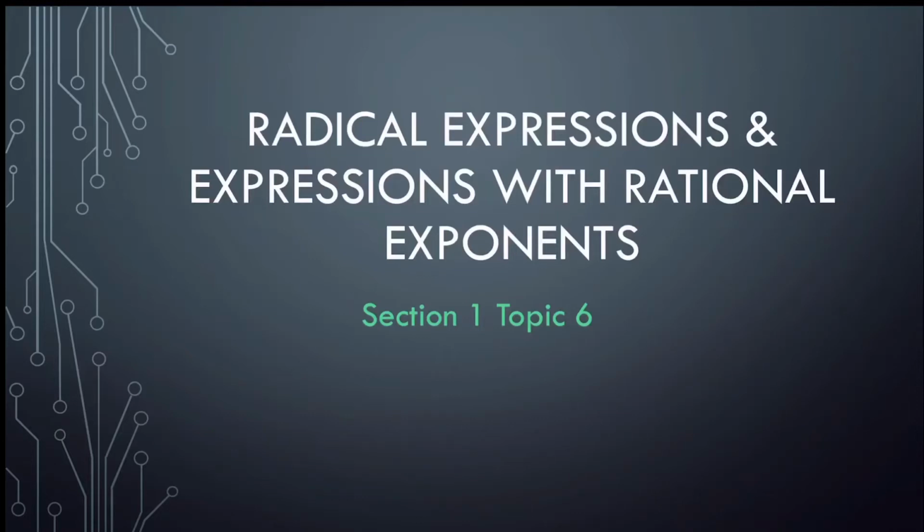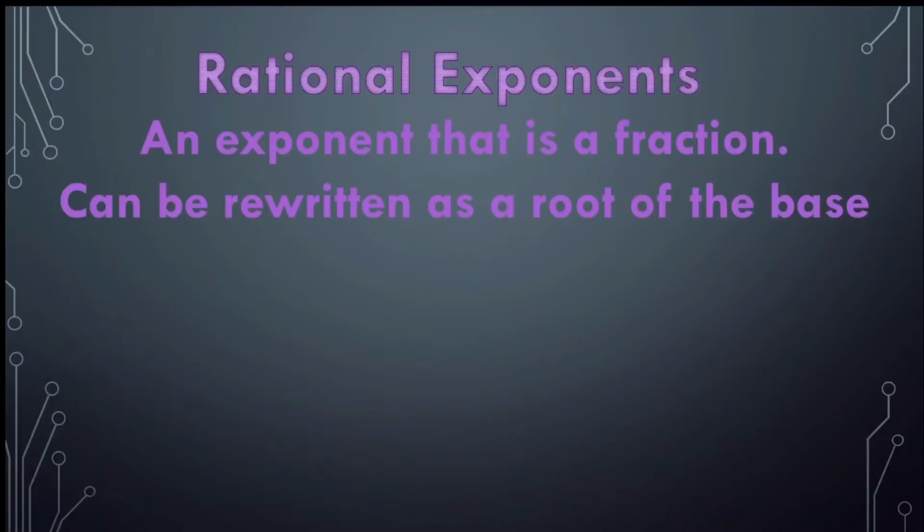To topic 6, radical expressions and expressions with rational exponents. A rational number is anything that can be made into a fraction. So what we're dealing with here is exponents that are fractions. An exponent that's a fraction is really a radical expression. So let's go look at this. An exponent that has a fraction can be written as a root of the base.